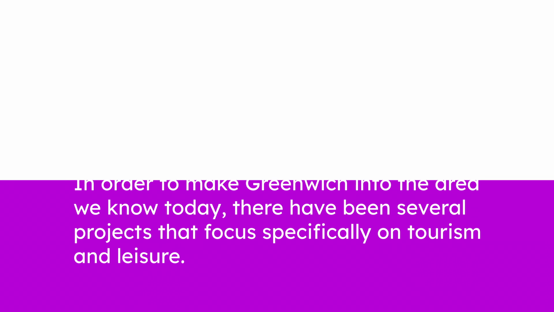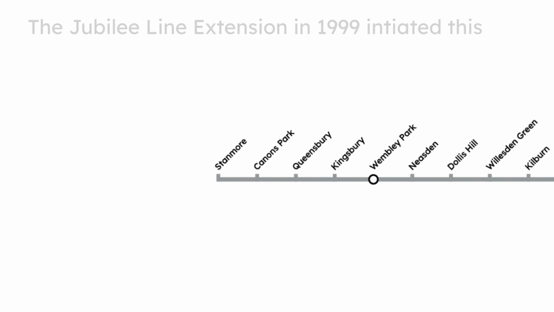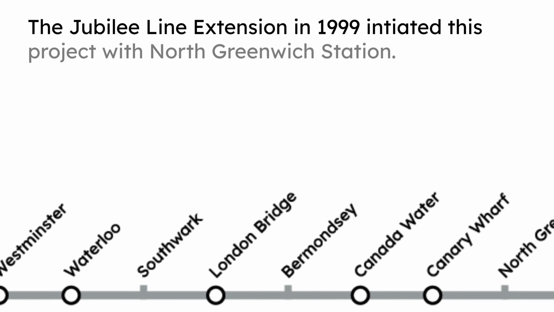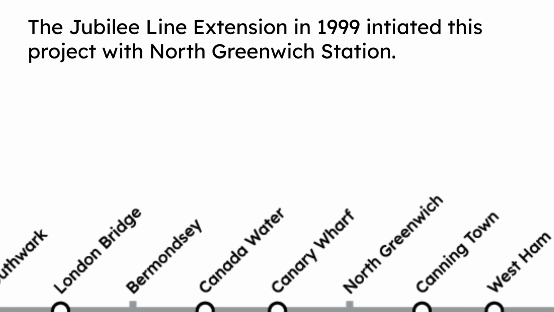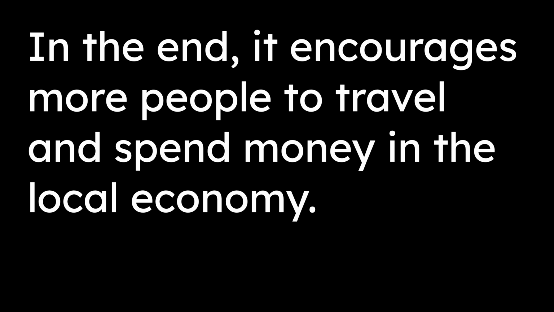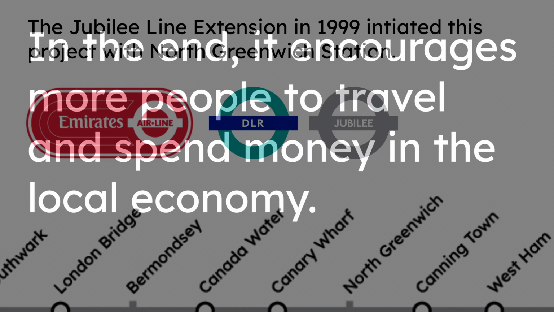For example, major new transport infrastructure was put in place. For instance, the Docklands Light Railway and the Jubilee Line extension to North Greenwich. This encourages the use of public transport and makes Greenwich easier to travel to for tourists. In the end, it encourages more people to travel and spend money in the local economy.